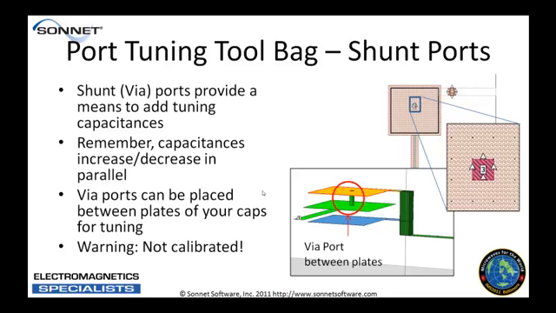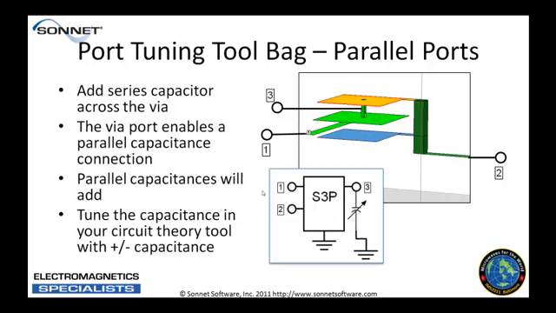Now, via ports can be placed between the plates of your capacitors for tuning, but you've got to remember that these are not calibrated ports, so if they become rather long, they can either cross-couple to other parts of the electromagnetic layout, or can cross-couple to the capacitor plate itself, or if they're too thick, can actually reduce the effective capacitance that you see for that capacitor.